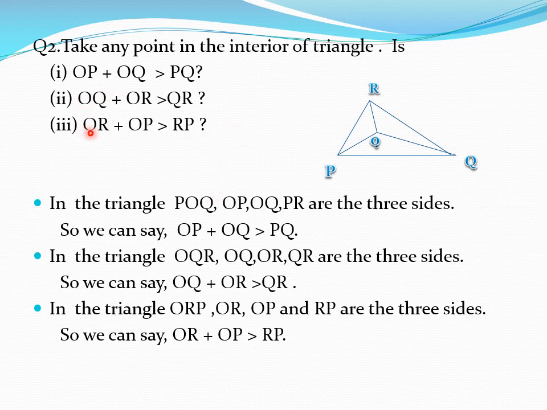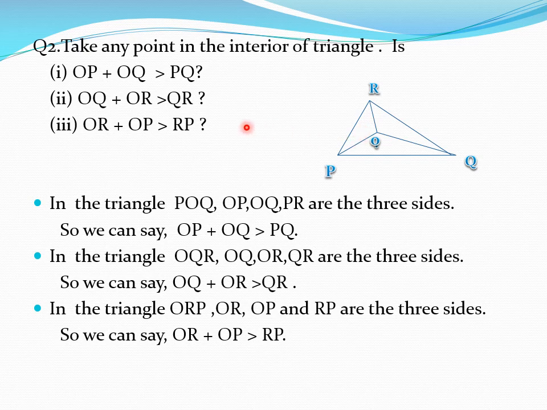Now the third one is OR plus OP, is it greater than RP? Children, consider the triangle ORP. Here on the left side what we have is OR and OP. So OR plus OP is greater than the third side RP. So the sum of the two sides OP and OR is greater than the third side RP. So that statement is also true.